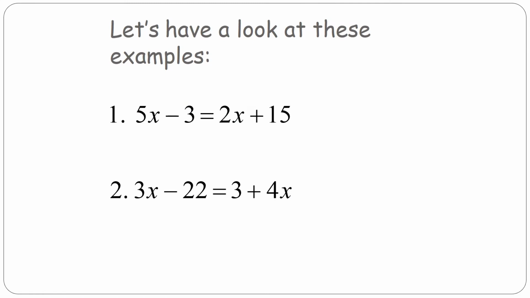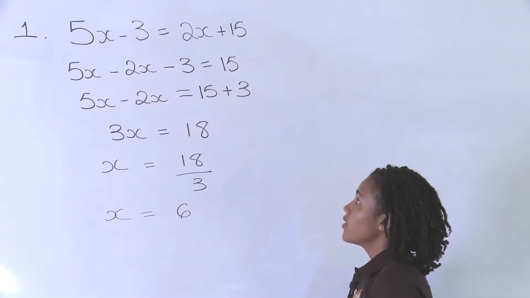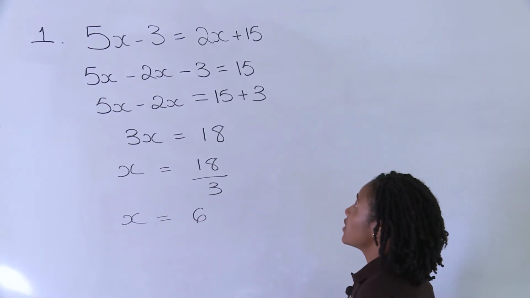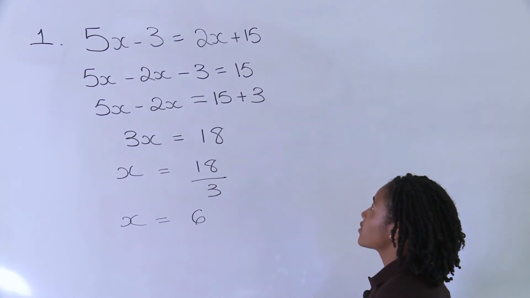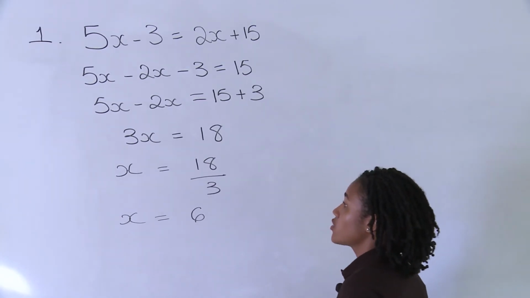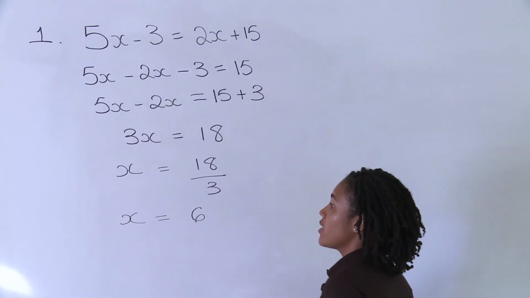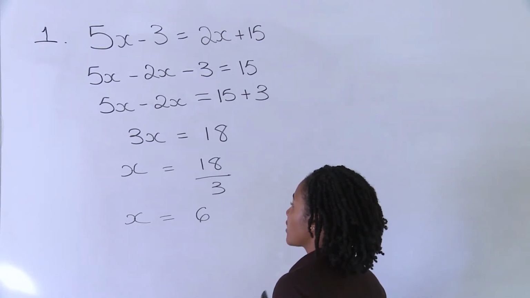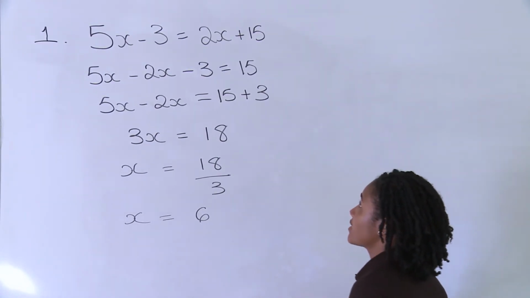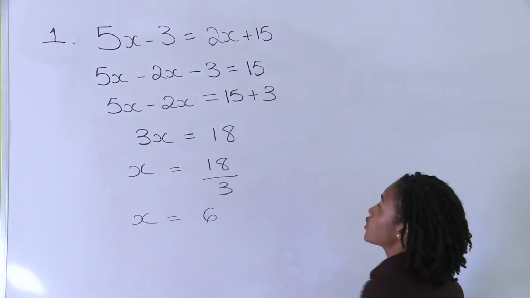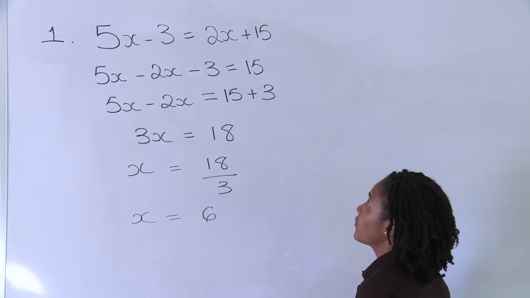Let's have a look at these examples. This equation reads 5x minus 3 is equal to 2x plus 15. Remember, we are trying to solve for x. So our answer should be that x is on the left-hand side of our equation, and whatever x represents would be on the right-hand side of that equation. So our first step is to group our like terms together.